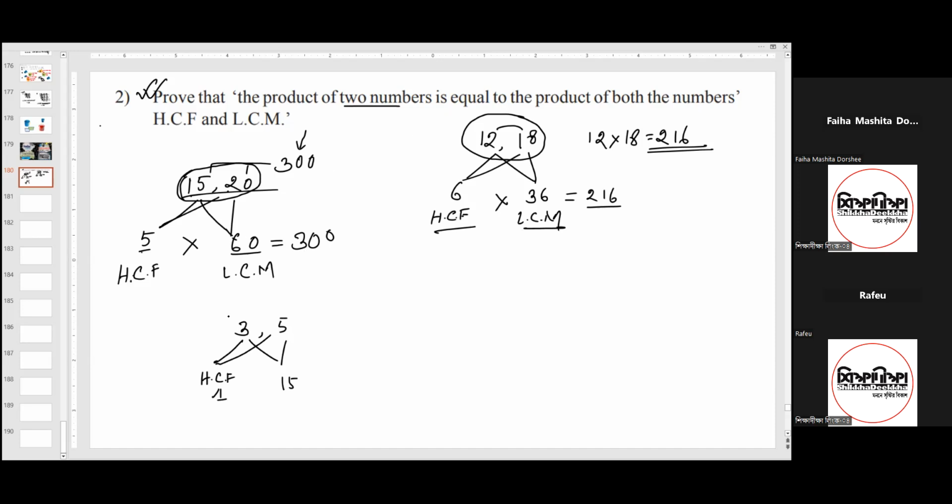It is actually true for any number, but if we are told to prove it, how can we just pick any two numbers and say, okay, since this is true for 12 and 18, it is the truth? Can you say that? Actually, no, we cannot.